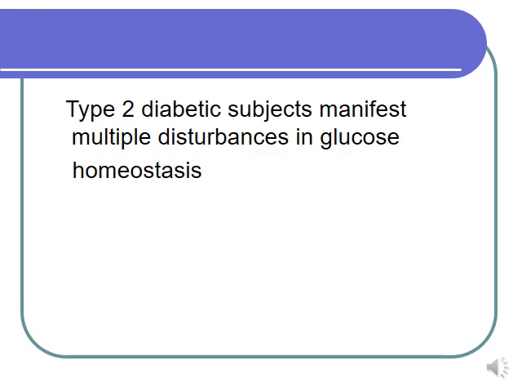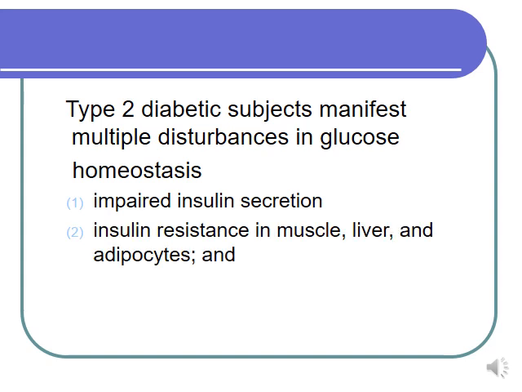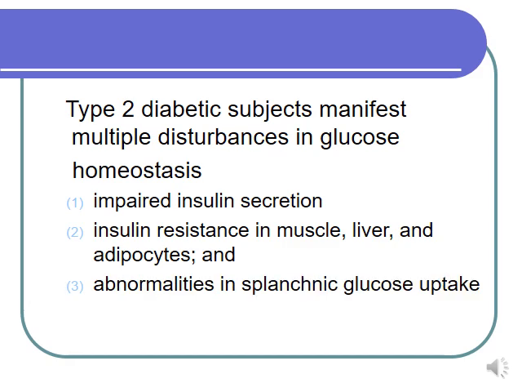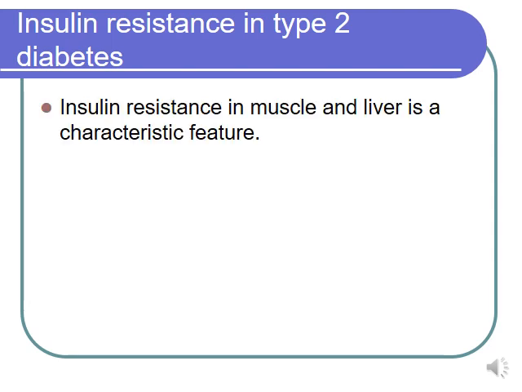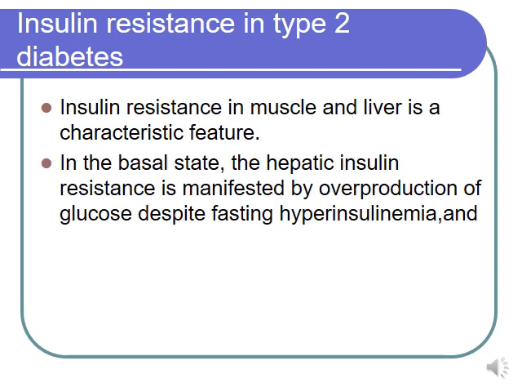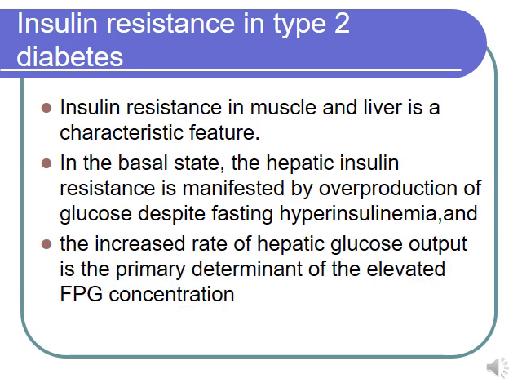So a type 2 diabetic subject manifests multiple disturbances in glucose homeostasis like impaired insulin secretion, insulin resistance in muscle, liver and adipocytes, and abnormalities in splanchnic glucose uptake. So coming to insulin resistance in type 2 diabetes, here you can see the resistance in muscle and liver is a characteristic feature. In the basal state, hepatic insulin resistance is manifested by overproduction of glucose despite fasting hyperinsulinemia, and this increased rate of hepatic glucose output is the primary determinant of the elevated fasting plasma glucose concentration.